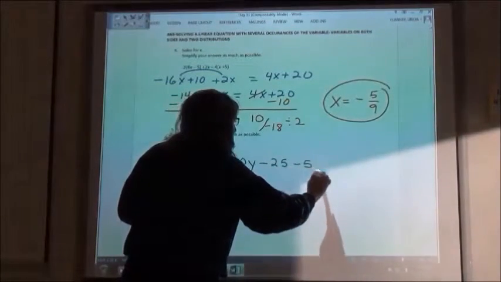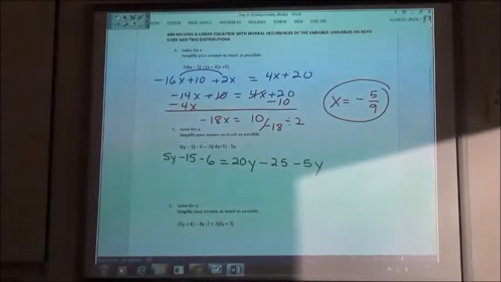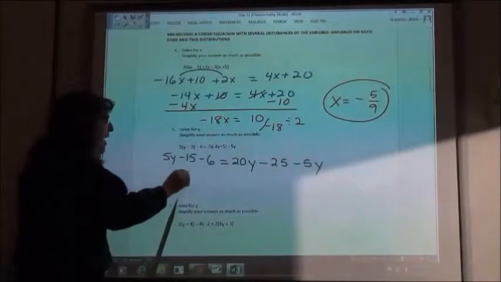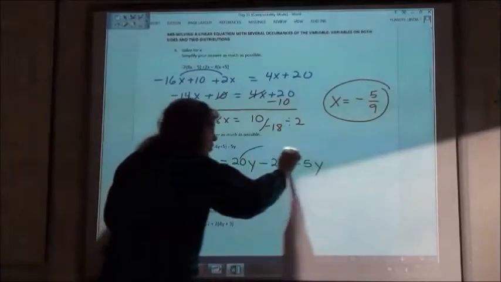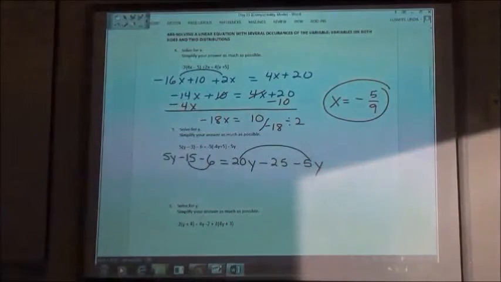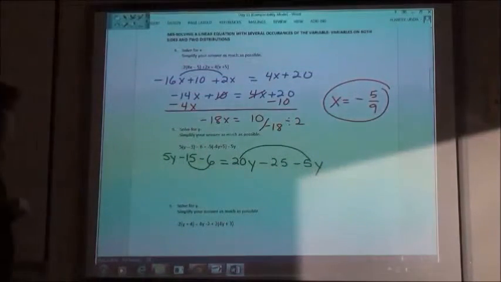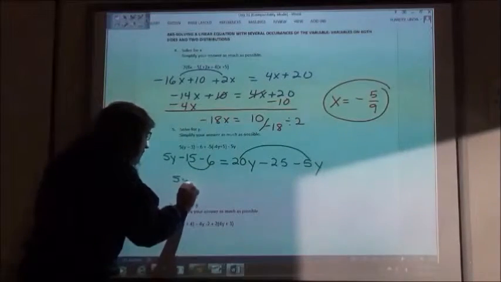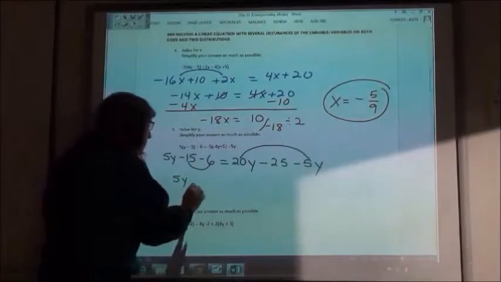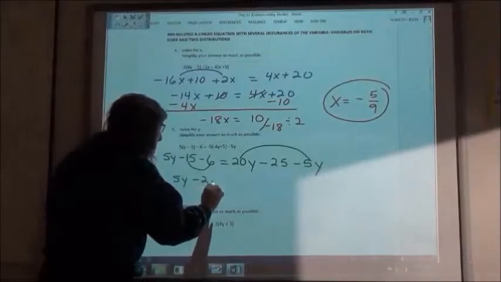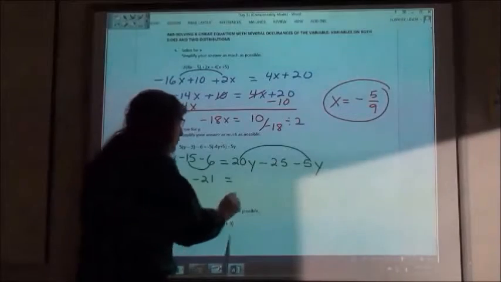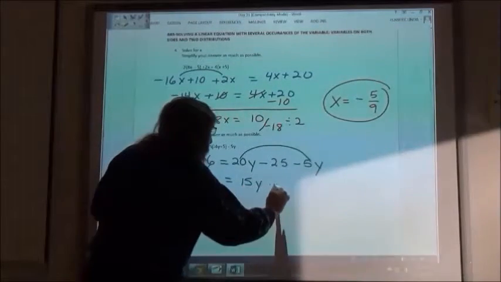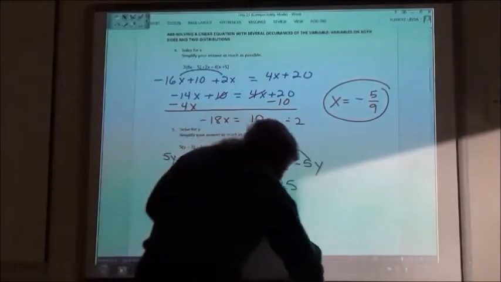minus 5y. Yep. So since we've got a whole bunch of terms there, their first step is going to be combining the like ones that are on the same side. We're going to put the negative 15 and the negative 6 together on the left, and the 20y and the minus 5y together on the right. So it's going to be 5y minus 21 equals 15y minus 25. Now we can solve it like we did before.